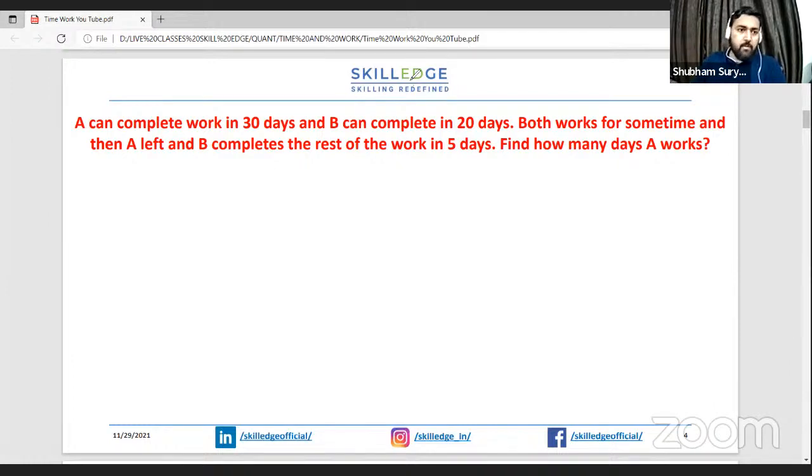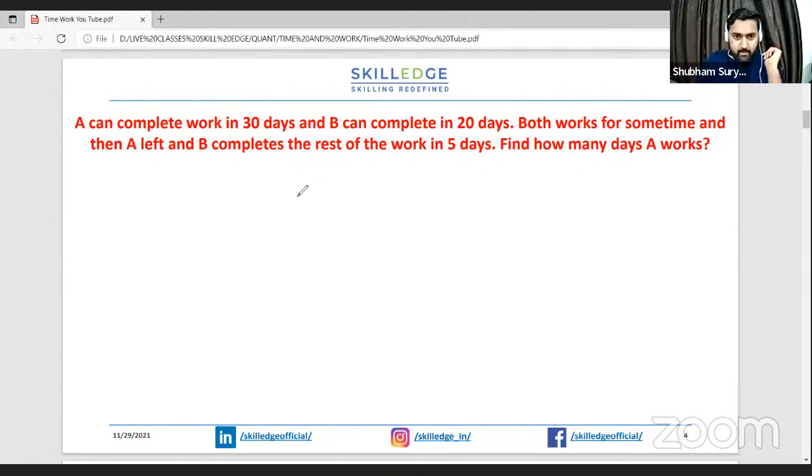Let's see. A can complete a work in 30 days and B can complete it in 20 days. Both work for some time and then A left and B completes the rest of the work in 5 days. Find how many days A works. So as I said earlier, build an approach that can be used to solve any question of time.